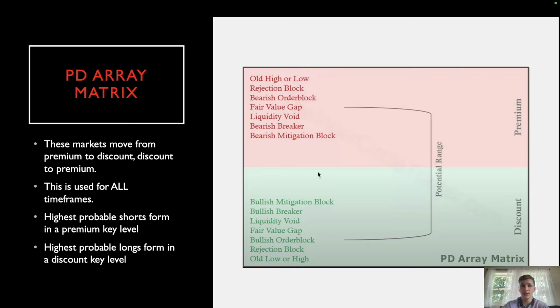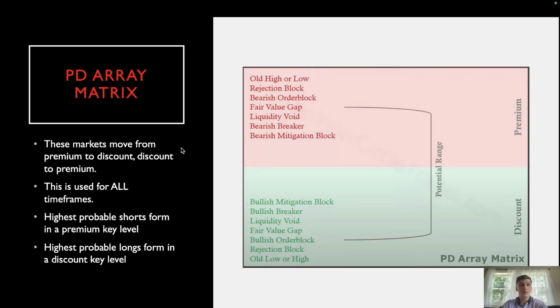I'm sure you guys have all seen this graphic here before, okay? So this middle line here basically is going to be equilibrium, also known as fair value for larger funds. Okay, above that 50 level of whatever dealing range you're working with is going to be any of these premium arrays that we use and are familiar with.